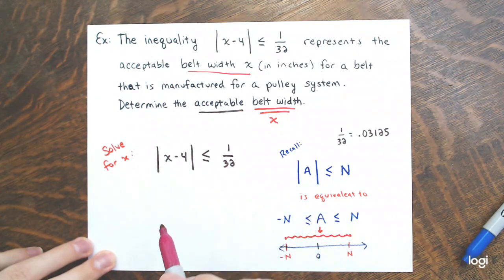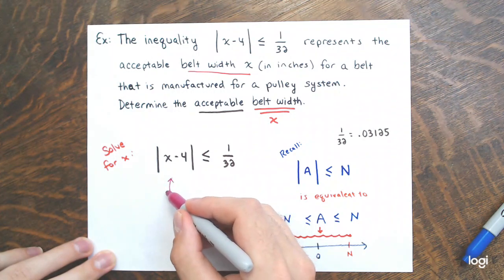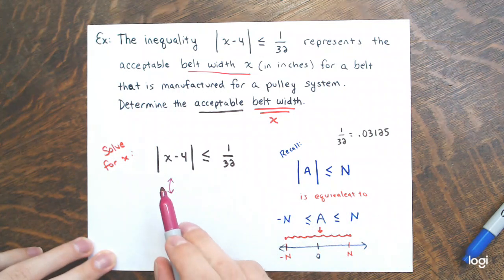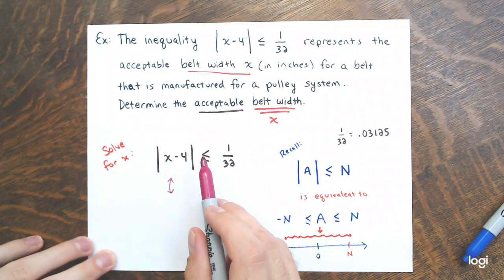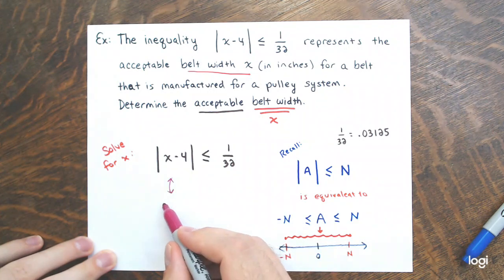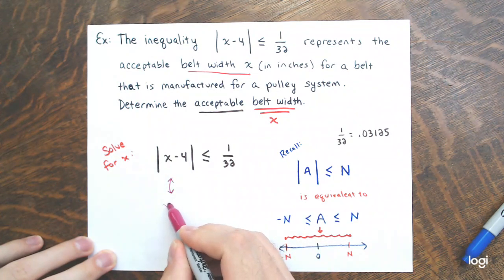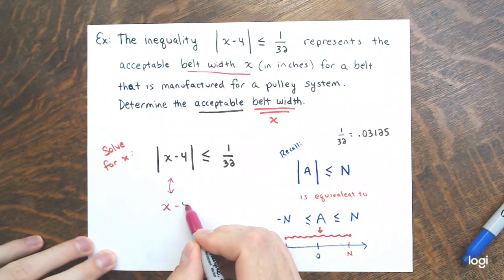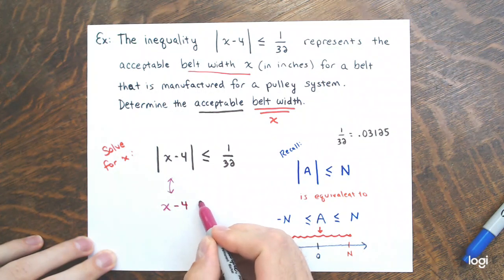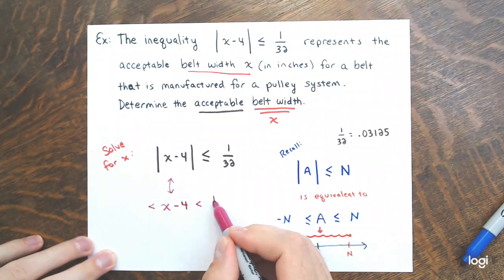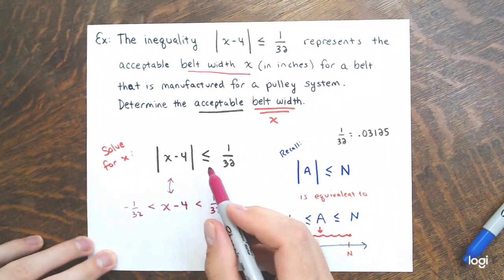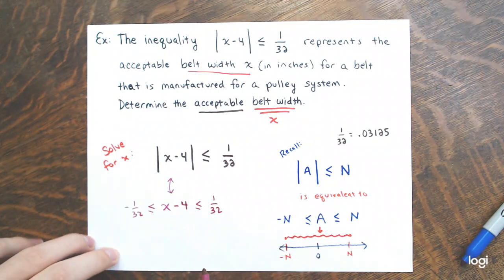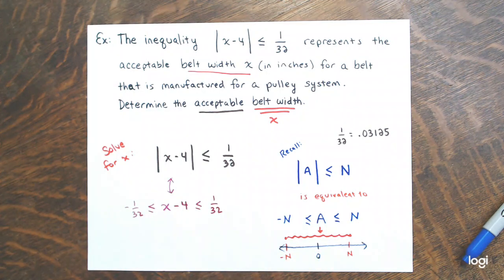That's the n. So this is equivalent to, I'm just going to draw a little double arrow instead of writing out the words. This little thing will mean is equivalent to. Well, in order to have an absolute value less than 1/32, the number inside, x minus 4, must be between negative 1/32 and 1/32. And also equal to, right? They have less than or equal to, so or equal to. So we set up this equivalent compound inequality.